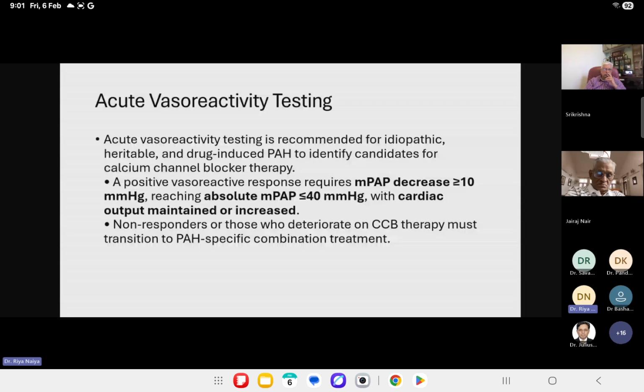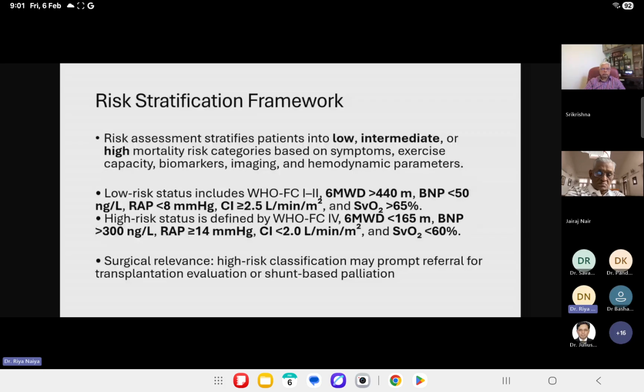So coming to the risk stratification framework, risk stratification stratifies patients into low, intermediate, or high risk, depending upon symptoms, exercise capacity, biomarkers, imaging, etc. To summarize, low risk status includes WHO functional class 1 to 2, a 6-minute walk test distance of more than 450 meters, a BNP of less than 50, RA pressure of less than 8, cardiac index of more than or equal to 2.5 liters per minute per meter square, and mixed venous saturation of more than 65%.